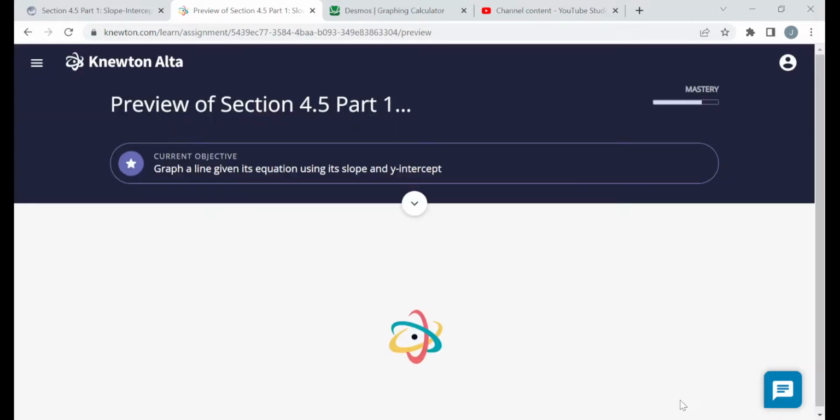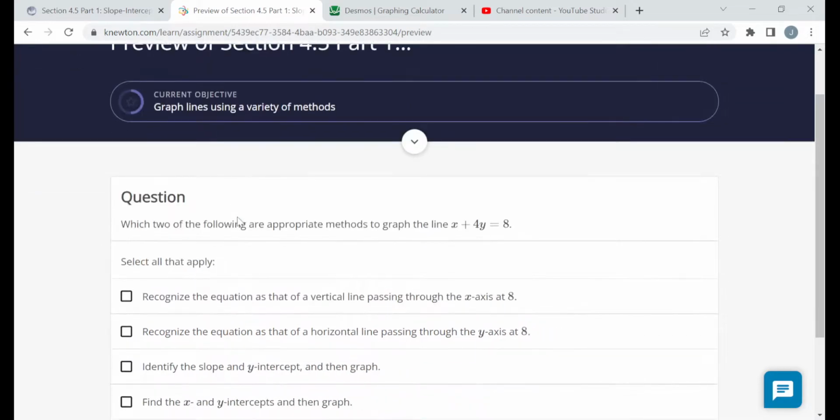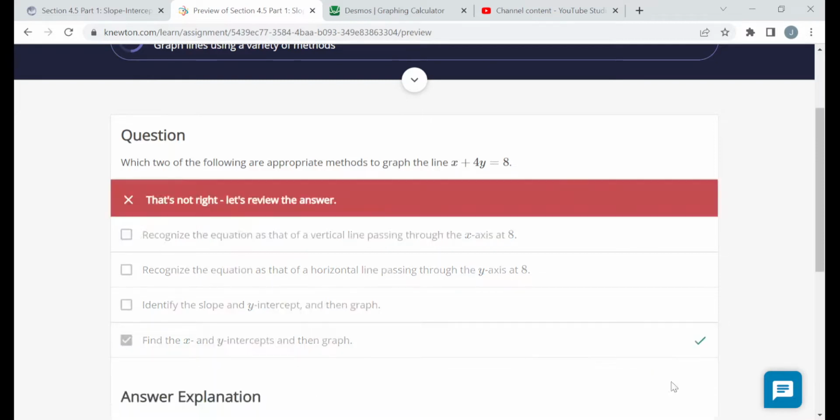Alright, then after this, once again we're given an equation in standard form, ax plus by equals c, so it would be much easier to just find the intercepts first and then graph it. So alright, why is that not correct?